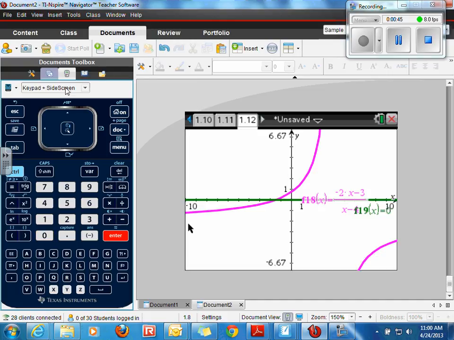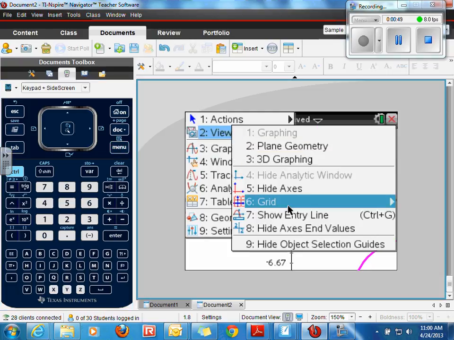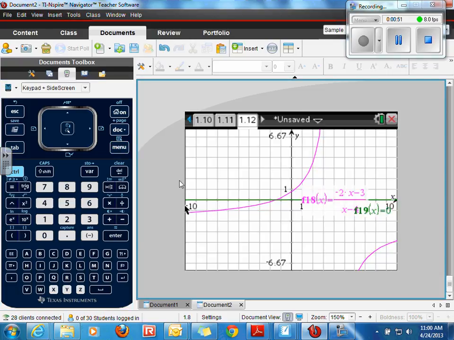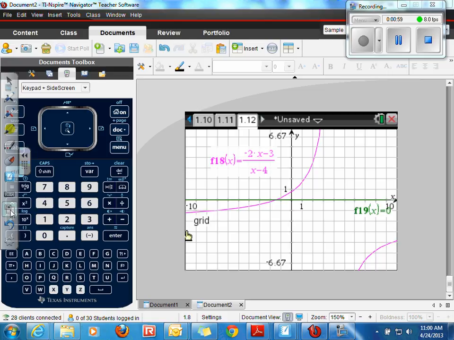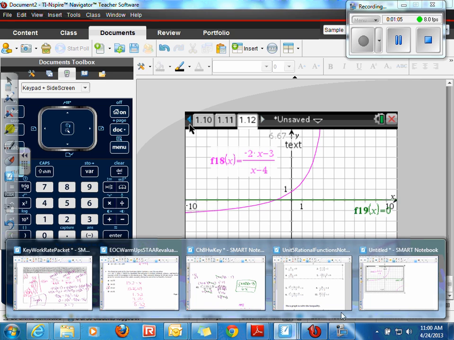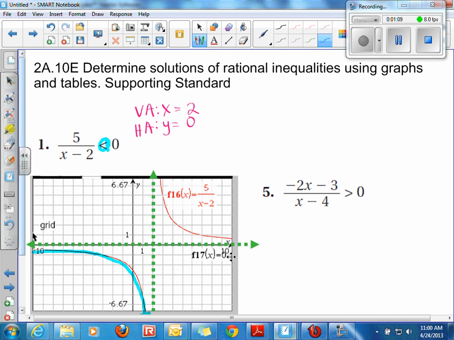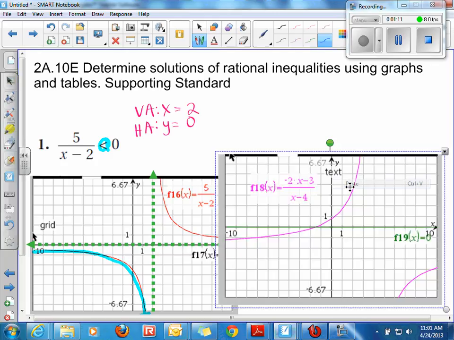And I'm going to add in the grid, so menu, view, grid, lined grid. I'm going to move this equation out of the way for us. Okay, so snapshot that to write on it. Okay, so back over here where the problem is at.